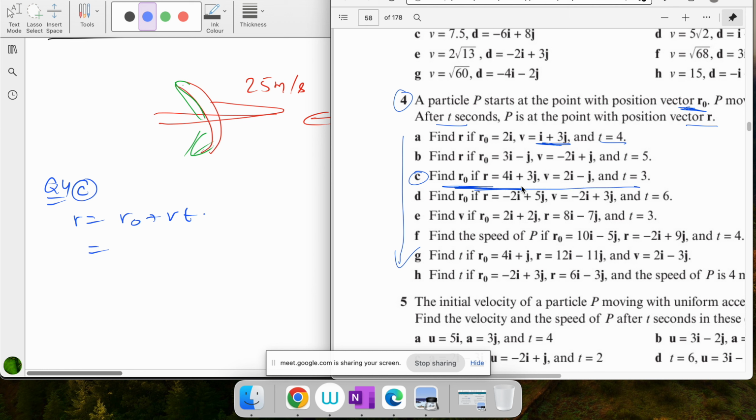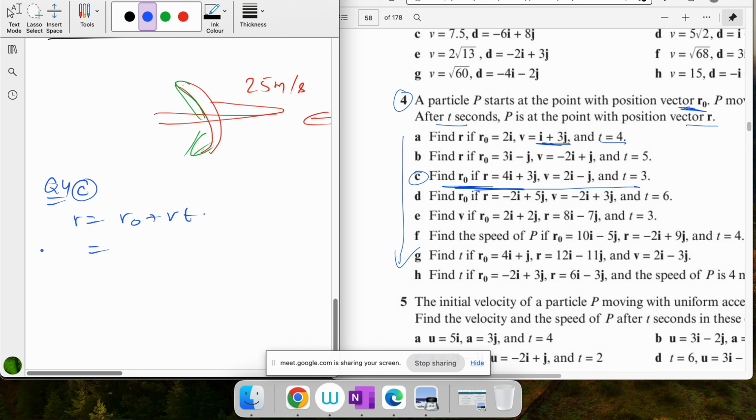So r is given, that is 4i plus 3j. R naught is unknown. Velocity in this case is 2i minus j. And time is given, that is 3. So 4i plus 3j equals r naught, and 3 times 2 is 6i minus 3j.